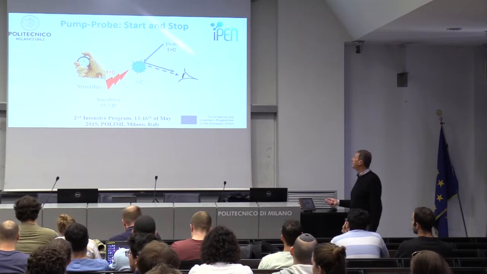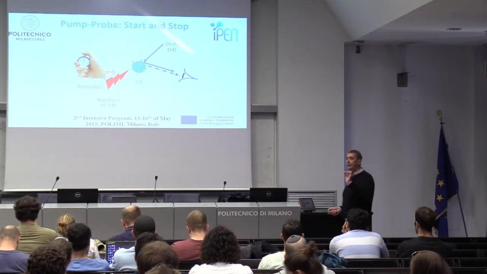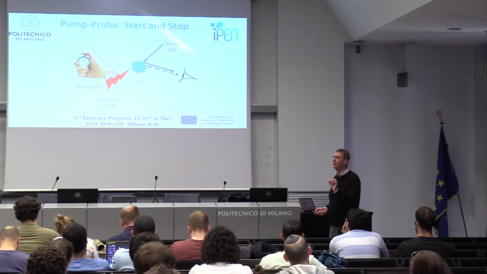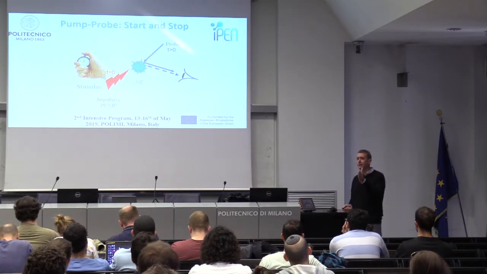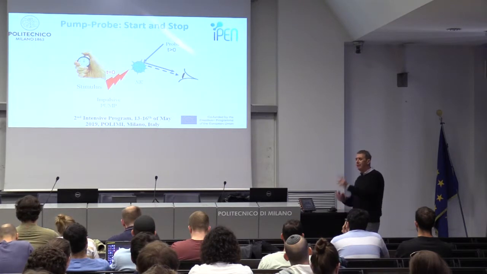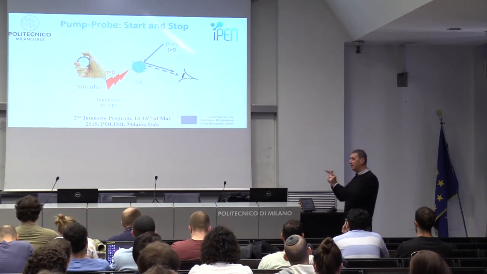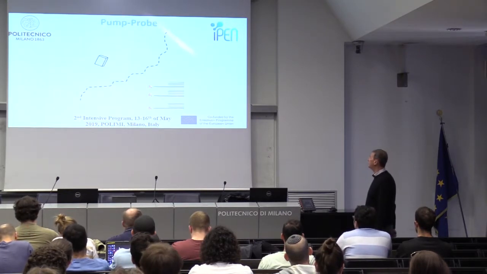At t equals 0, there is the impulsive excitation. Impulsive means on a time scale which is much shorter than the phenomenon you want to measure. And then you start to count the time, the clock starts ticking, and at some point the probe arrives. And that is fixing the time delay, right? And the probe is like the shutter, so it's observing for a short time, which gives you the time resolution.